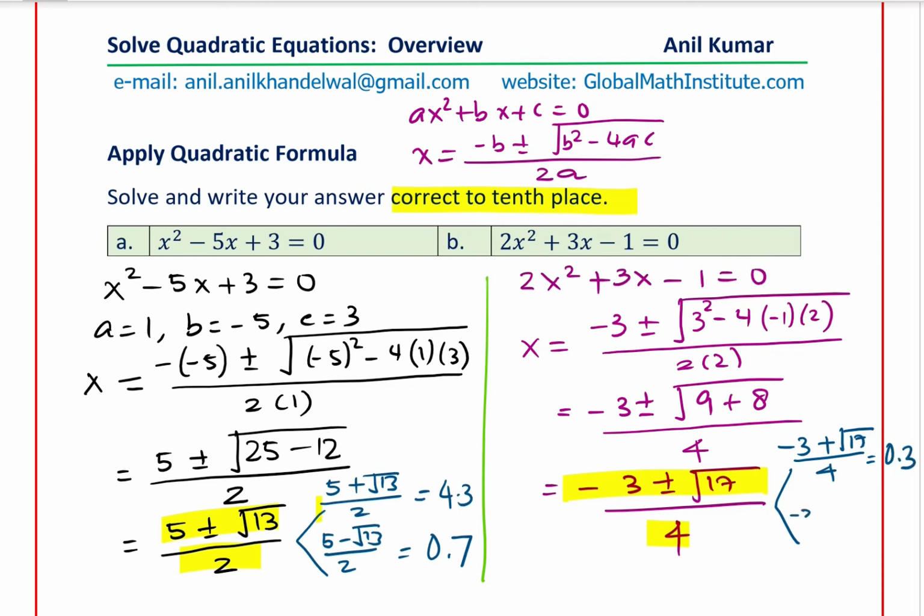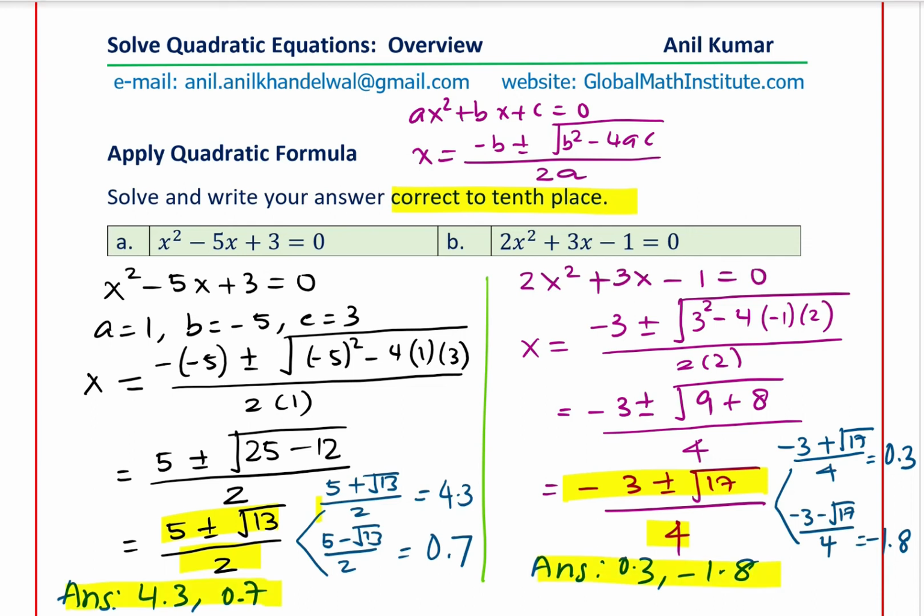Then we have minus 3 minus square root of 17 over 4. So we have minus 3 minus square root of 17 divided by 4 gives you the answer in decimals as minus 1.78. So I'm rounding it to 1.8, correct? So those are the answers. So let me write down the answers now to decimal places for both of them, it is 4.3 and 0.7, and for the other one it is 0.3 and minus 1.8. Is that clear to you? So that becomes the answer in 10th place.